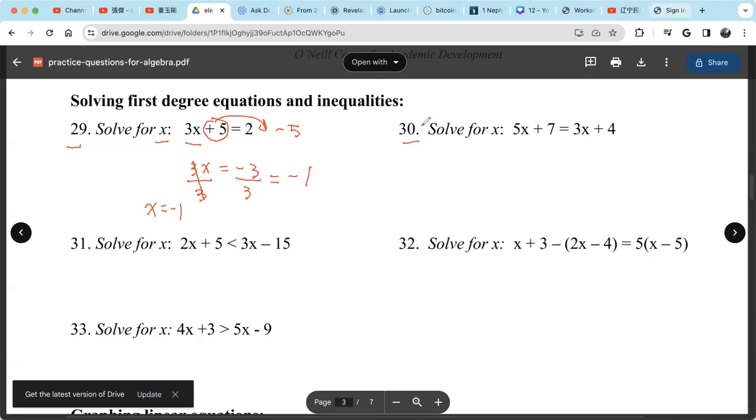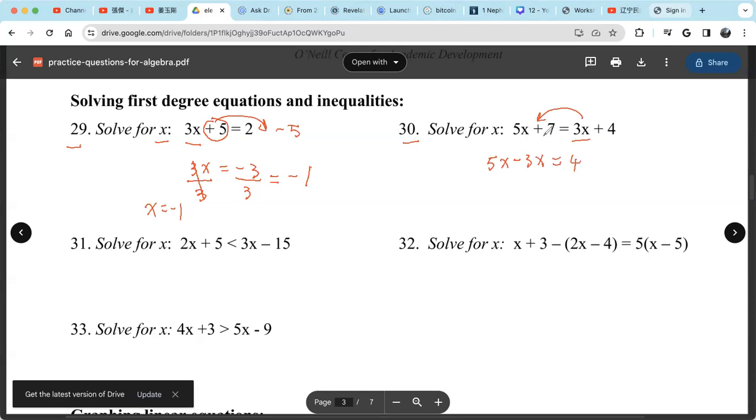Now let's see 30. So we're going to do the same thing. But now we have 3x on the left-hand side. We want to move 3x to the right-hand side, to the left-hand side. So when we move, positive becomes negative.